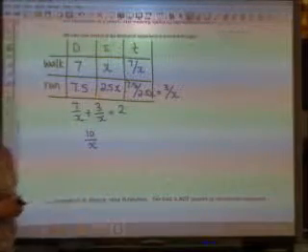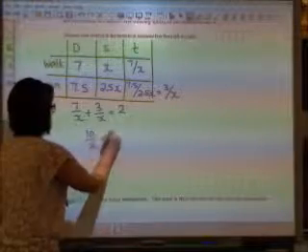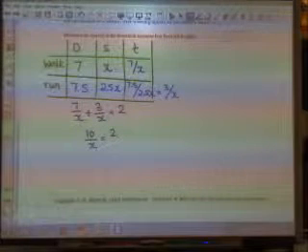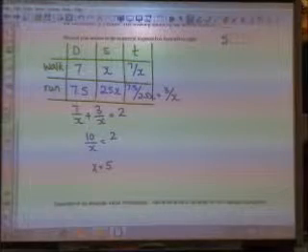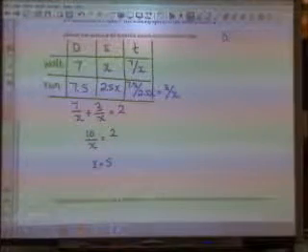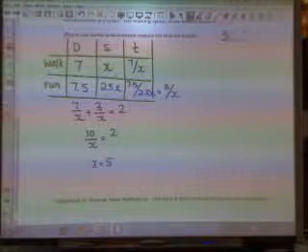I would get 10 over x equals 2. And answer the question, 10 divided by what equals 2? So 10 divided by 5 equals 2, so the answer for walking speed would be 5 kilometers per hour.